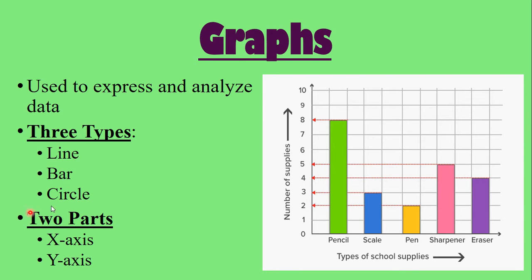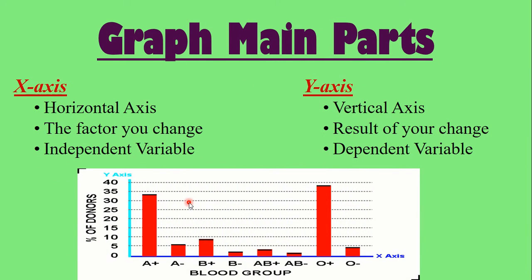That's what graphs are. There are three types of graphs that you need to know: line, bar, and circle, and then two parts: x-axis and y-axis. So the graph's main parts are the x-axis and the y-axis. Your x-axis is usually your horizontal axis. I'm using the laser pointer to show that. The horizontal axis goes across. And it's usually there for the factor that you're going to change, or what we call the independent variable. Whatever factor you change goes on the x-axis.